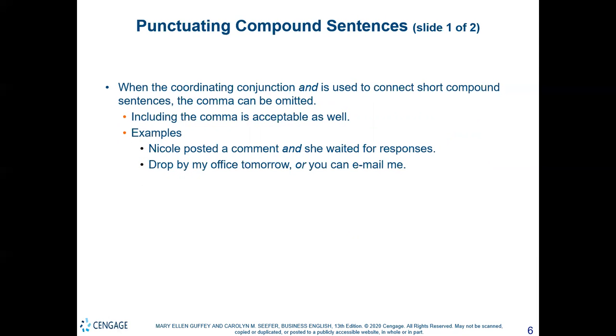Punctuating compound sentences. When the coordinating conjunction and is used to connect short compound sentences, the comma can be omitted. Including the comma is acceptable as well. Examples: Nicole posted a comment and she waited for responses. Drop by my office tomorrow or you can email me. We see here using and, or.